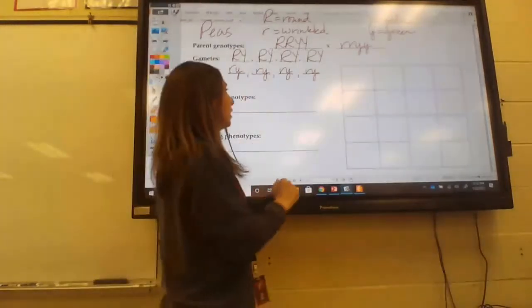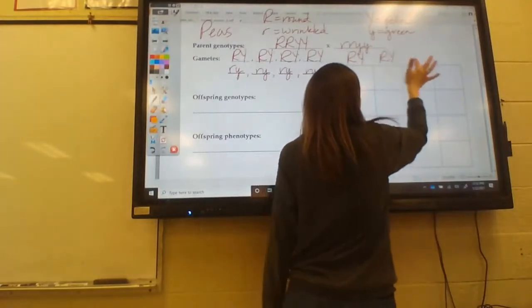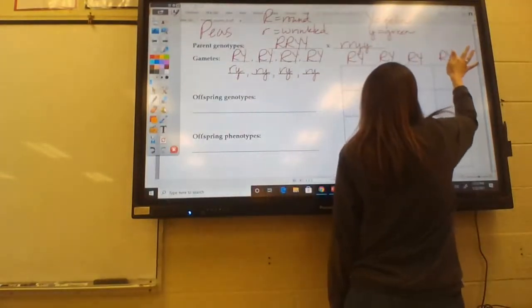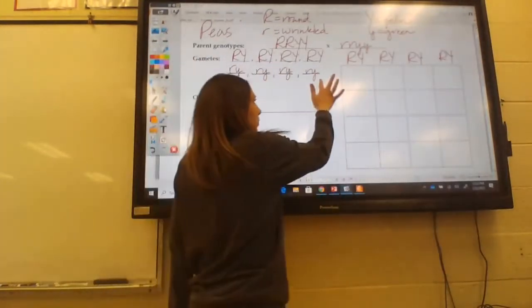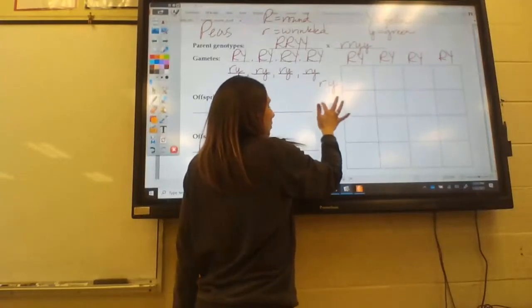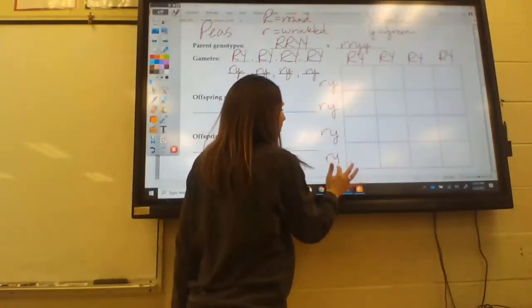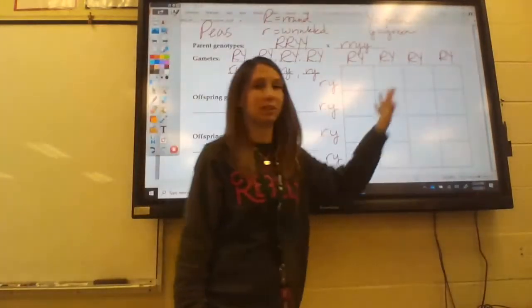So my first parent here, I'm going to write across the top this time: big R, big Y, big R, big Y, big R, big Y, and big R, big Y. The second parent here, I'm going to go ahead and put on the side. Again, it does not matter which parent is where. The second parent can also go across the top if you wanted. You can just swap them. You'll get the same information on the inside.